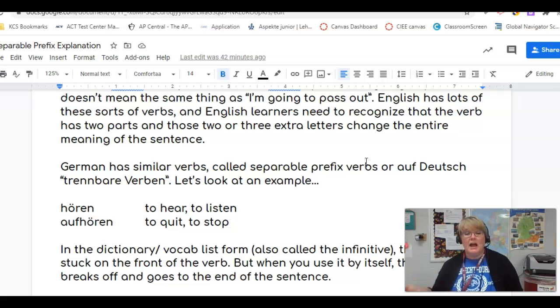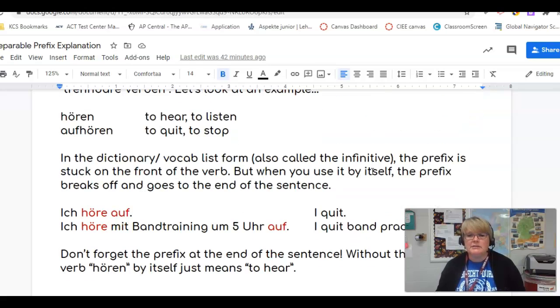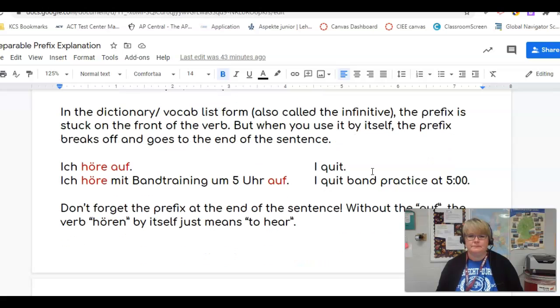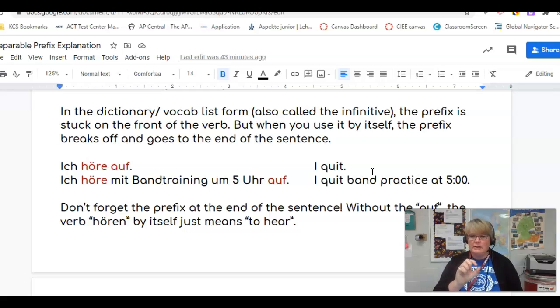So in the dictionary, when you look these verbs up or on your vocab list, you get the infinitive. The prefix is stuck onto the front of the verb. But when you use them, that prefix is going to break off and it's going to go to the end of the sentence. Like look at the examples here. Ich höre auf is I quit. The auf breaks off the front of aufhören and it goes to the end of your sentence.